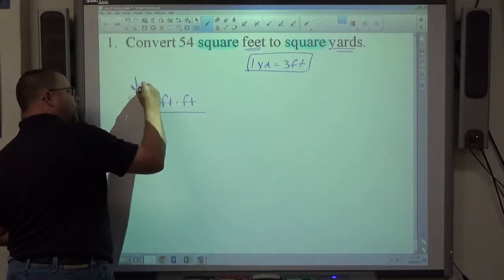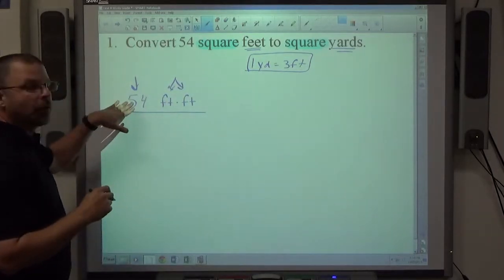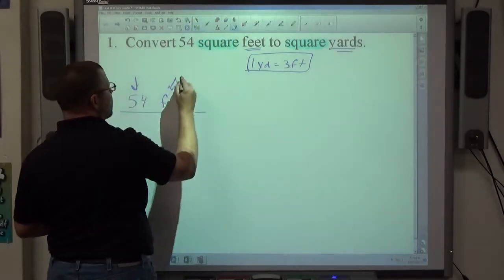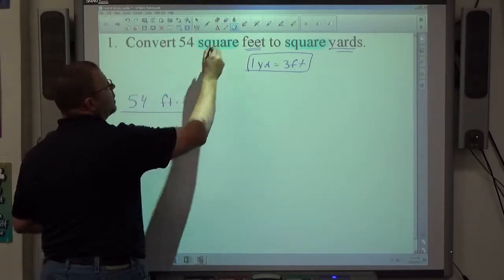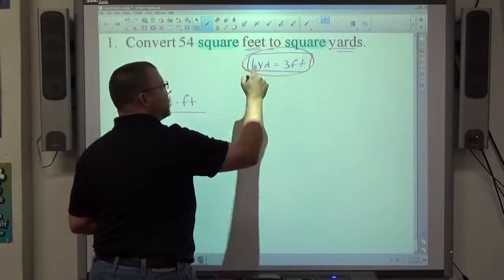Notice it's 54, times feet squared. Alright, so make sure that 54 doesn't happen more than once. Just 54 all by itself, and then square feet is feet times feet. That goes over 1. And then I'm going to use this conversion factor here to convert to yards.